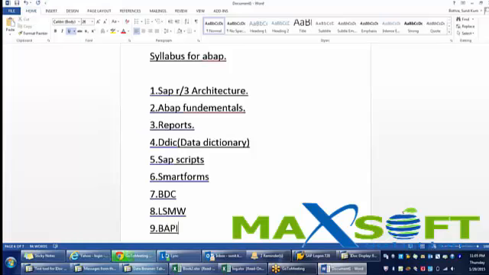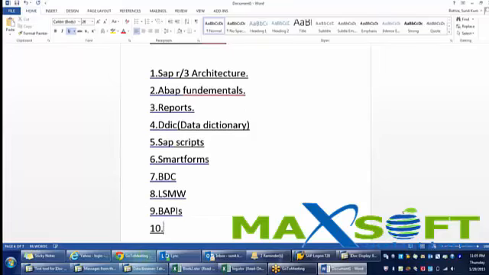Then we have another technique, BAPIs. This is another technique which can be used to transfer data, or even to display or change data. In many other ways we can use BAPIs. It is very vastly used, so we'll see BAPIs in much detail.